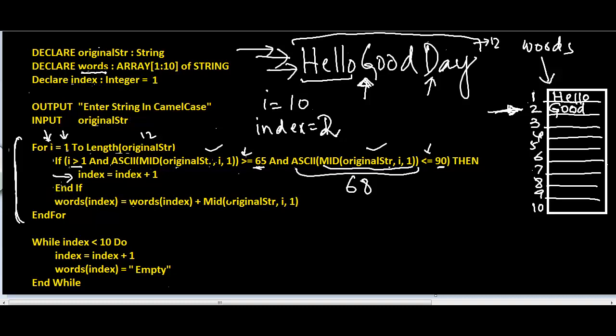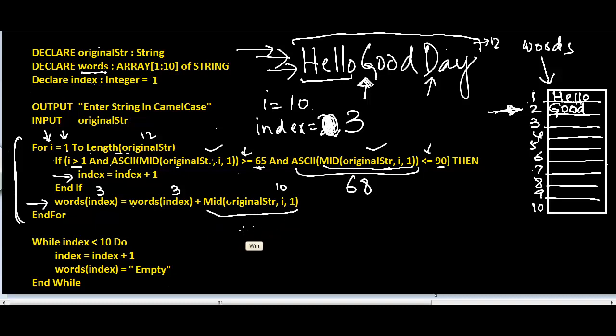The value of index is going to be increased by 1. So the current value is 2, and this is now going to become 3. So the value of index is going to change to 3, and this instruction now effectively becomes words of 3 equals words of 3 plus mid will return the 10th character, because the value of I is 10, which is going to be capital D.